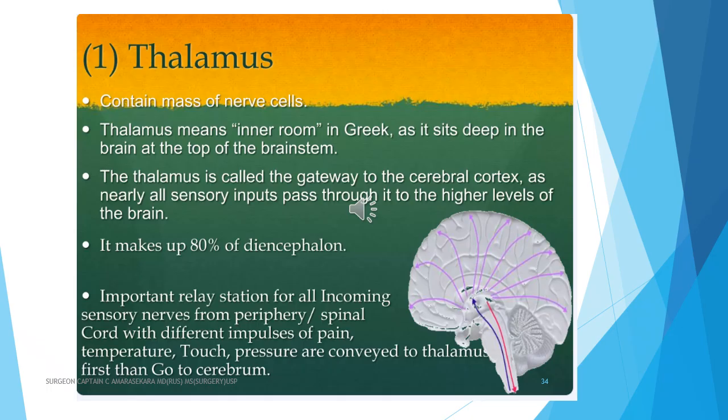Pain, temperature, touch, pressure, proprioception, visual and auditory pathways. So then motor modulation: it interacts with basal ganglia and cerebellum. Next function is consciousness and alertness, as part of the reticular activating system. And emotion and memory, linked to the limbic system via anterior and medial nuclei.